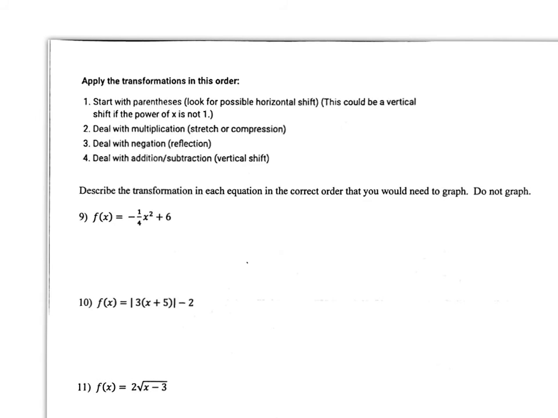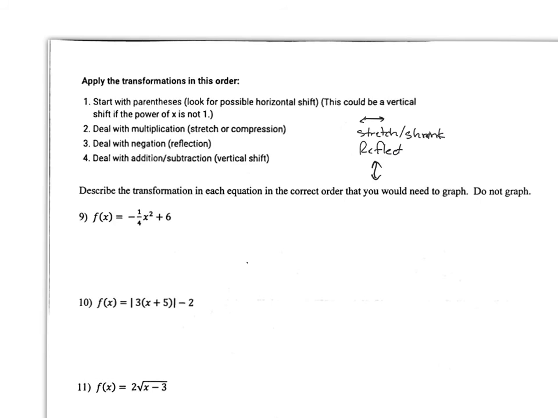We want to go left and right first. So go left and right. Then you want to do anything that's multiplying. So then you want to do all of the stretch or the shrinking or the compressing, however you want to call it. So we go left or right, then we deal with stretch or shrink. Then you want to deal with reflecting, so anything with negatives. And the very last thing you want to do is move it up or down.